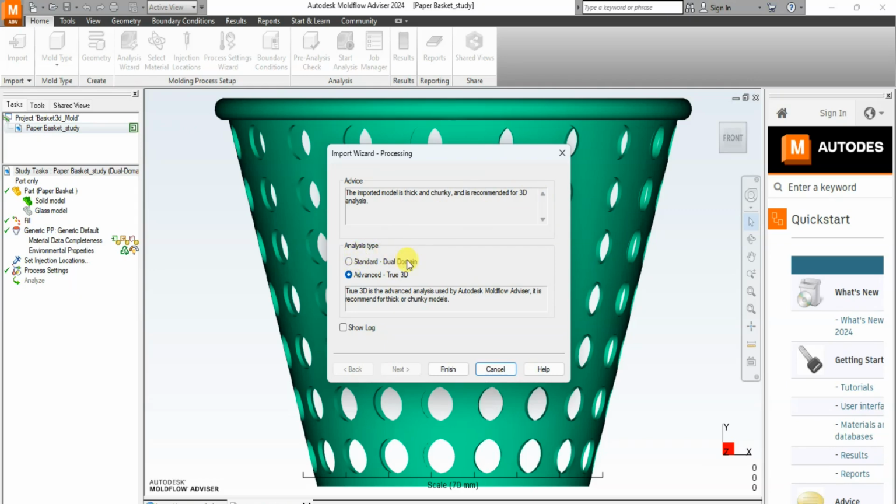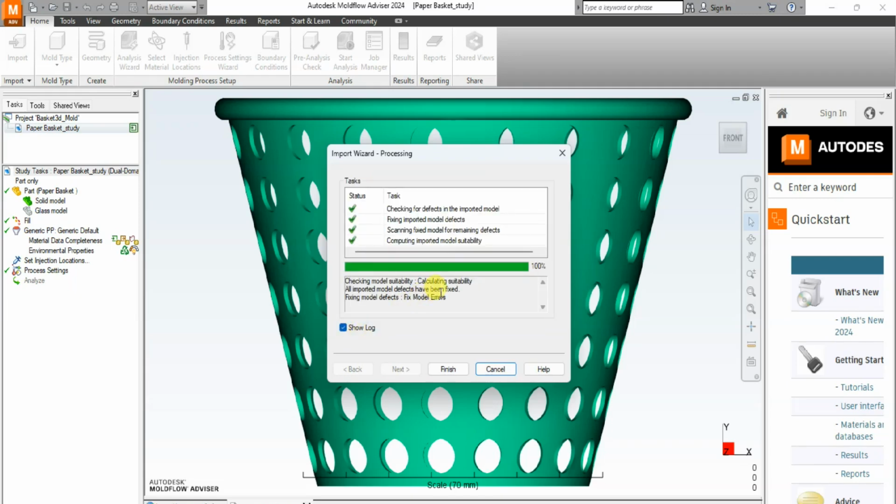Now, analysis type, you have the standard and dual domain, and then you have the advanced, the true 3D. So the true 3D is the advanced analysis used by Autodesk Moldflow Advisor. It is recommended for thick and chunky models. All right, show log, yes, I also recommend that you show log. It is important so that you can monitor the progress of your mesh and analysis results. So having done all this, all we need to click now is finish.